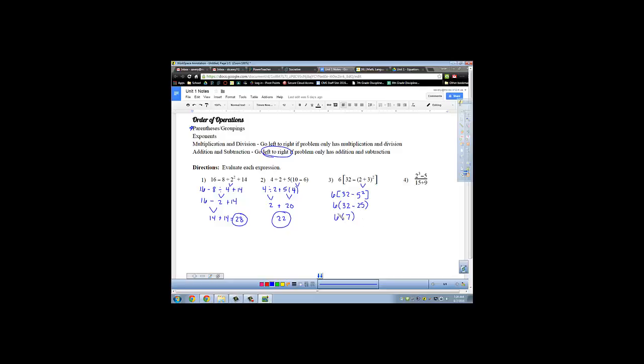And again, I like to have multiplication in parentheses. It just makes things a lot easier in algebra. I don't want to use an X or a dot because it looks like a variable or a decimal. So I put it in parentheses. So 6 times 7 is 42.